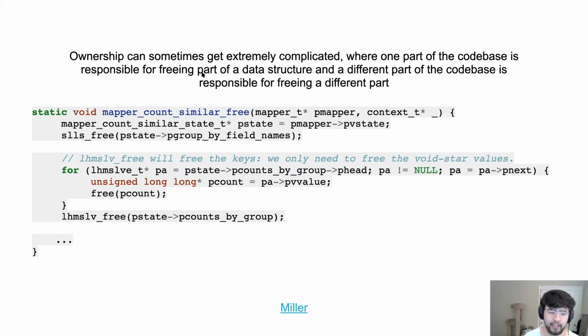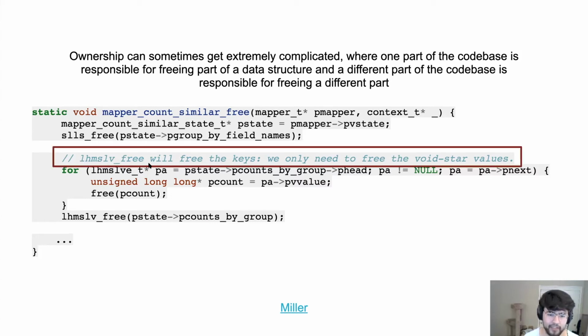And that's what's happening here, where it says that some other part of this code is going to free the keys, but we are responsible for freeing the values. And this stuff is really hard to reason about. It gets really complicated, but this is the nature of manual memory management. Real world code is not always simple. There's a lot of complexities. And so you need to be explicit about who is responsible for doing what.